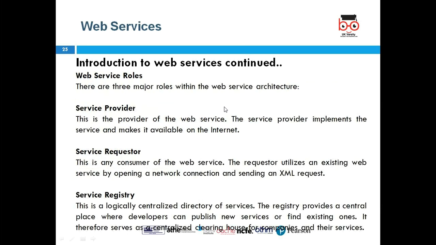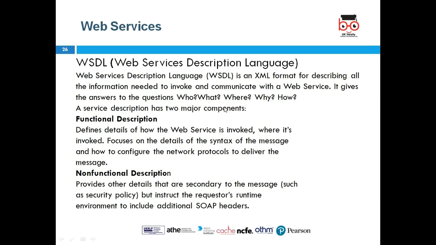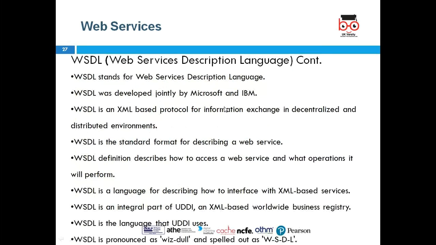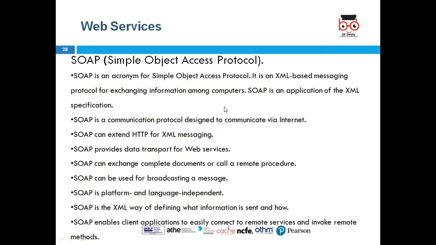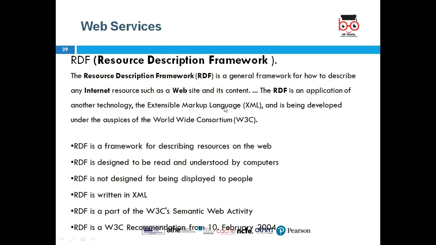Furthermore, there are the web services provider, requester, and registry, and more detail on WSDL. WSDL contains the functional description and the non-functional description, and SOAP has some text, and it takes a SOAP envelope and a few more things. And then there is RDF.